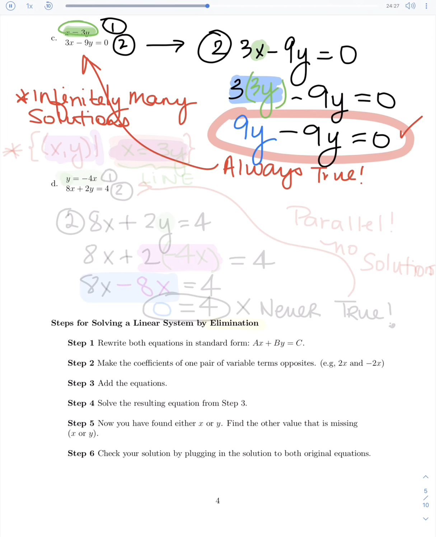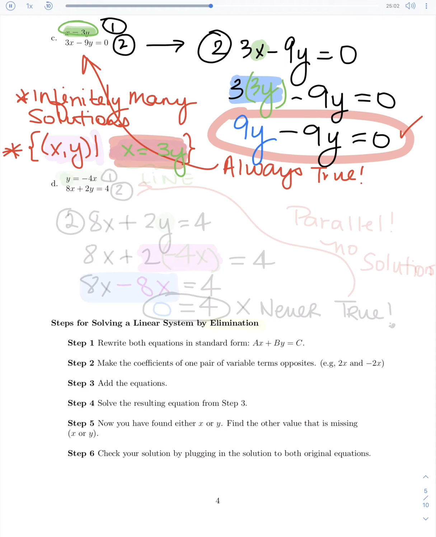Will they always let us get away with that? No. Sometimes they want that fancy answer we talked about, where we start out with our little set braces and we say all the points, and then such that, and then in the space that comes next, we'd want to input our lines. It doesn't matter which line you technically input in there, but my MATLAB usually likes the one that's smaller. So I would use the one that's x equals 3y, but it technically doesn't matter.